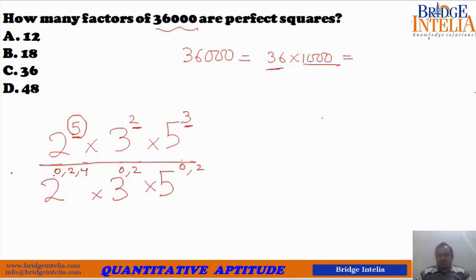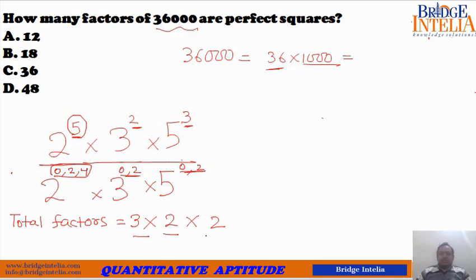So how many total combinations? How many total factors would you be able to generate? Here 3 possibilities, so 3. Here 2 possibilities, so 2. Here again 2. So 3 into 2, 6. 6 into 2, 12. So the final answer is 12.